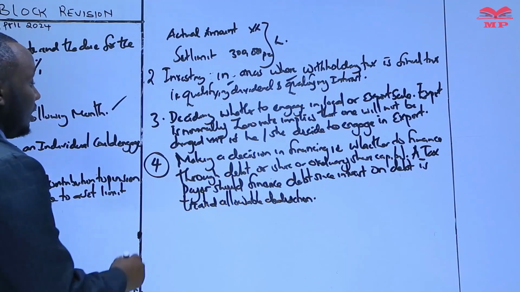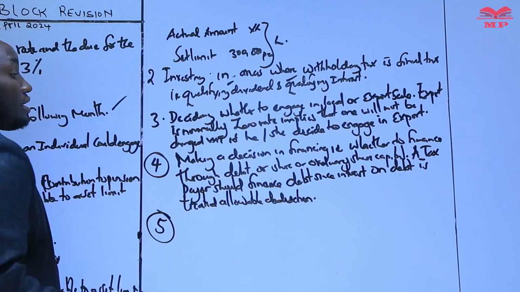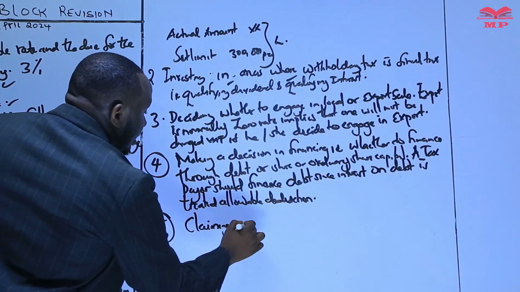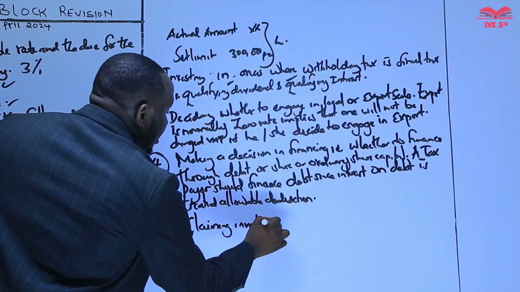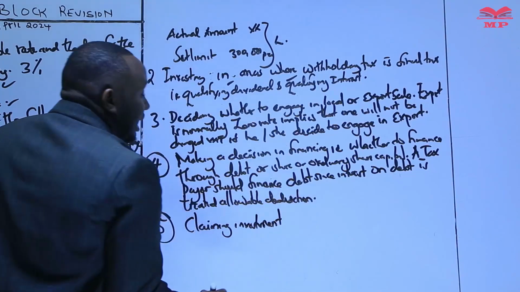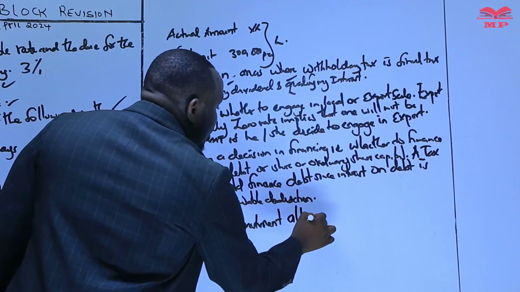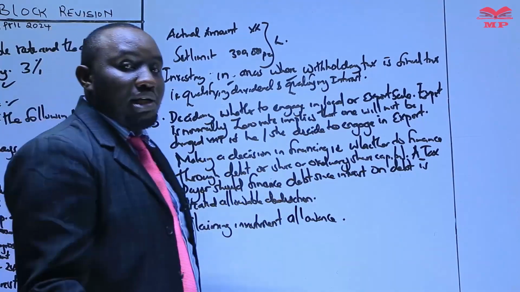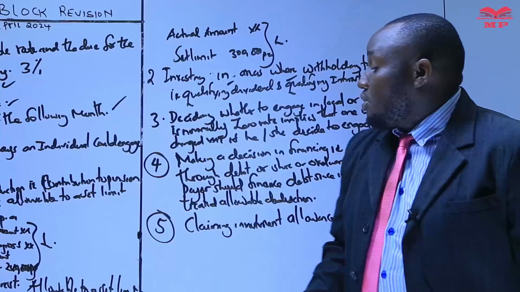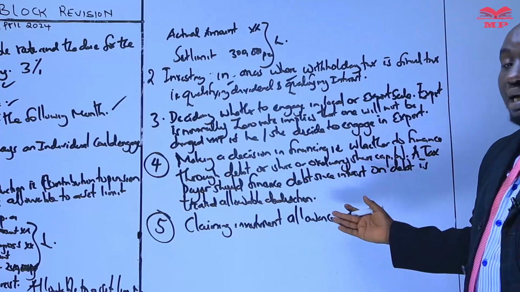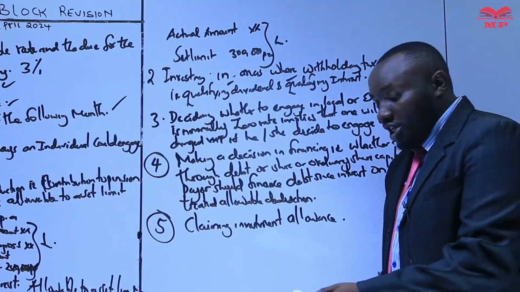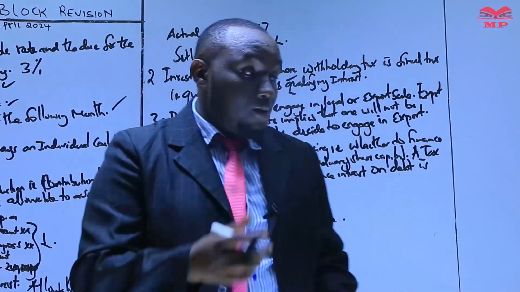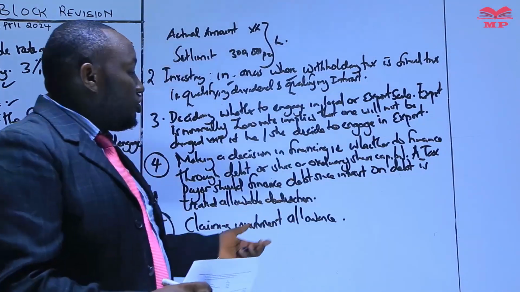Then the last one, which is 5, claiming investment allowances. On this option, a taxpayer may decide whether to lease or to buy an asset. If you buy an asset, which is a capital expenditure, you can claim investment allowance. Just something for learners to expound more on.